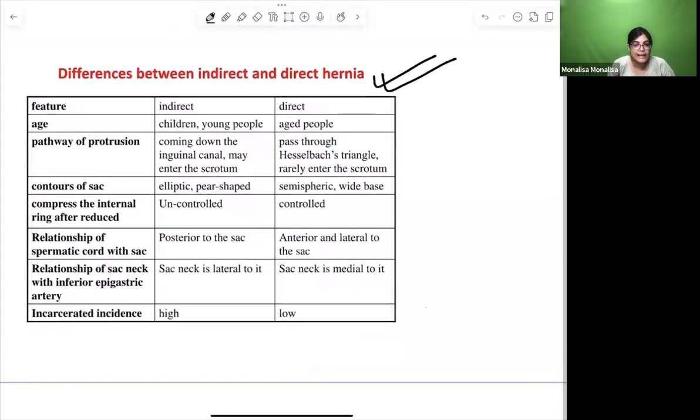The same thing has been written here, so you can see the relation with the inferior epigastric vessel. The location of the sac is lateral to the inferior epigastric in indirect and medial in direct. Also, the pathway of protrusion is through Hesselbach's triangle in direct and through the inguinal canal in indirect. So I want you to know the difference between direct and indirect inguinal hernia.